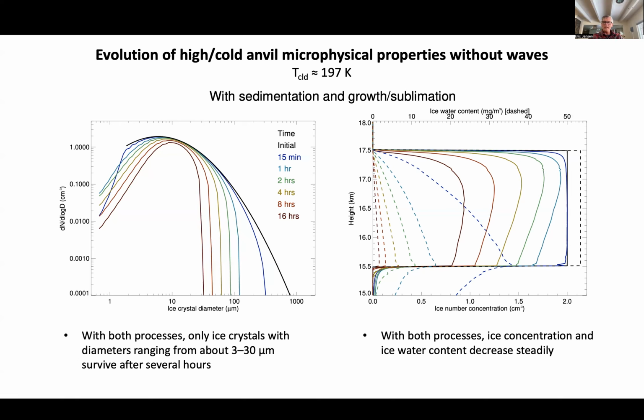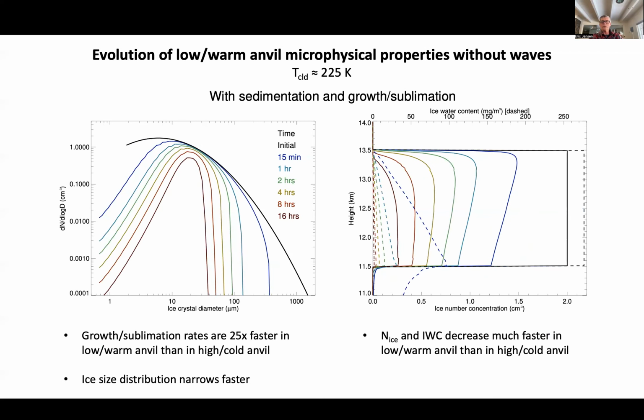So this is all without any waves. And so I'm sorry, all that I'm showing here is for the high anvil with a mean temperature of about 197 Kelvin. The interesting thing is if you do this again for the lower anvil with a mean temperature of about 225, then everything is accelerated and this narrowing of the size distribution is more rapid. And you lose your ice crystals, the concentration goes down more rapidly and your ice water content goes down as well. And this is because these growth and sublimation processes are far faster at the higher temperature. I calculated the rates are about a factor of 25 times faster in this warm anvil than in the cold anvil. So everything happens faster, which I think is interesting and affects the anvil lifetime, as I'll show as I go along here.